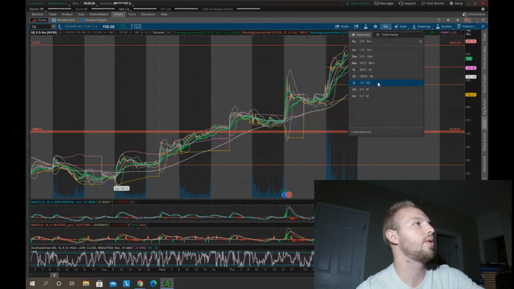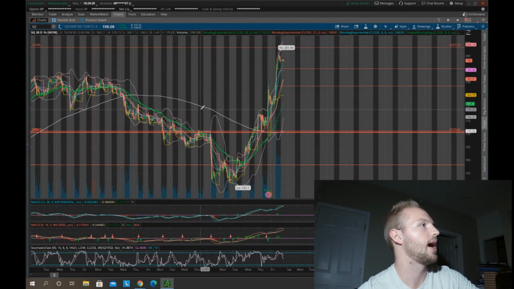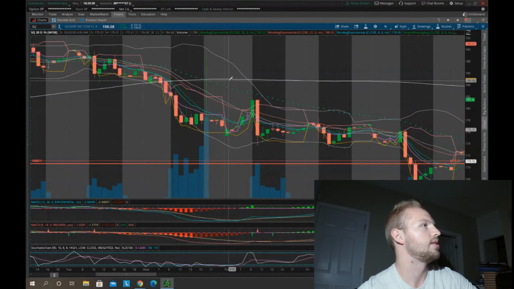Now let's see if we wanted to swing trade Square. Okay, maybe we'll have to go back in time on the hourly. So maybe we have this swing trade, we have this death cross right here. See this death cross? That's where the white line, the 200 EMA, is crossing over the 50 EMA, the green dotted line. So maybe that's my confirmation for entry.